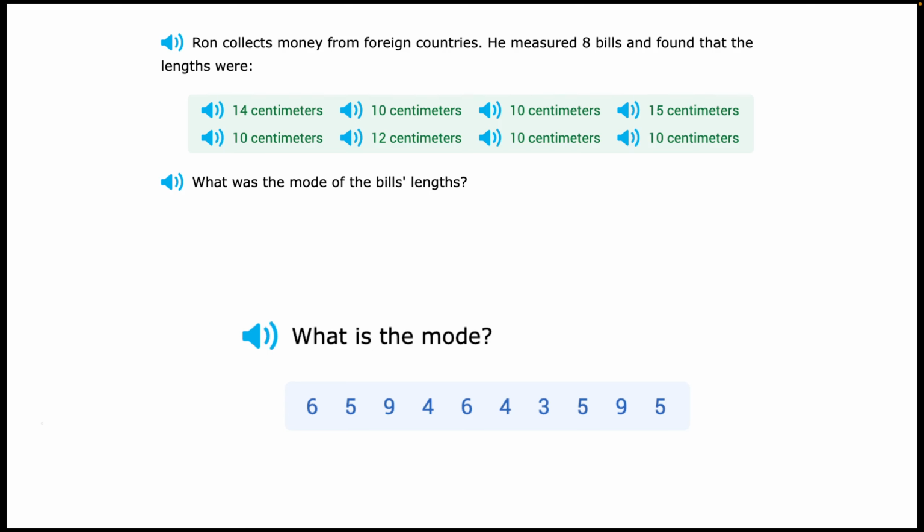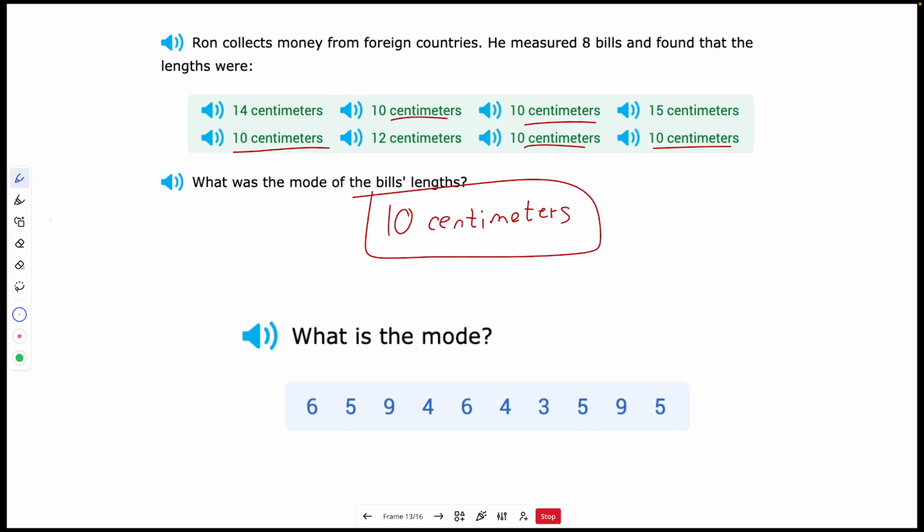Okay, now that you've had time to work these problems, let's check your solutions. For the first problem, you should have gotten 10 centimeters. And for the second problem, you should have gotten 5.